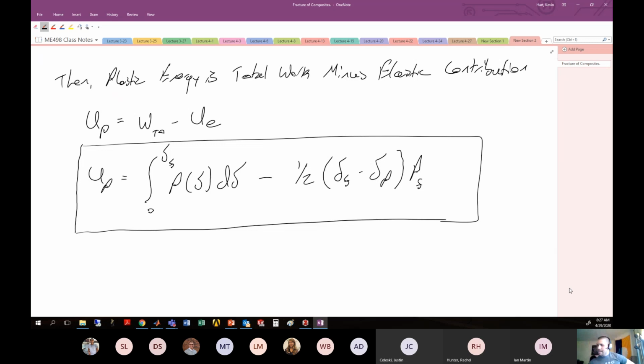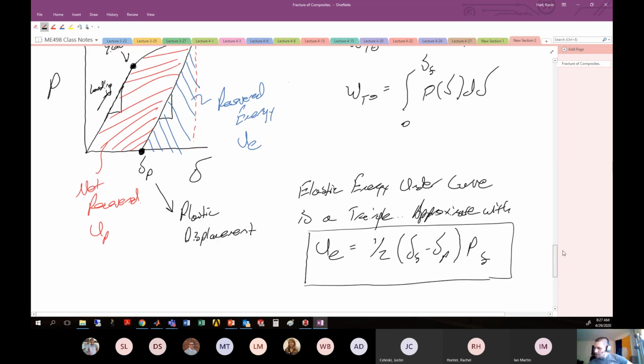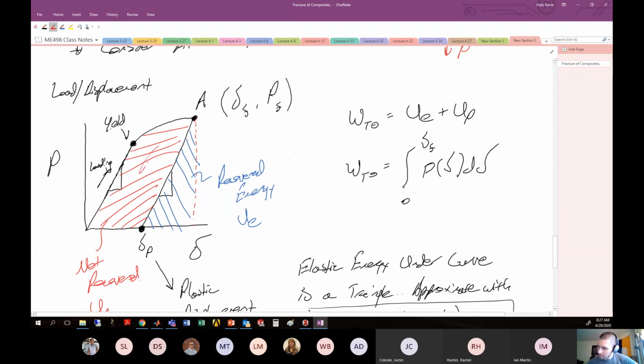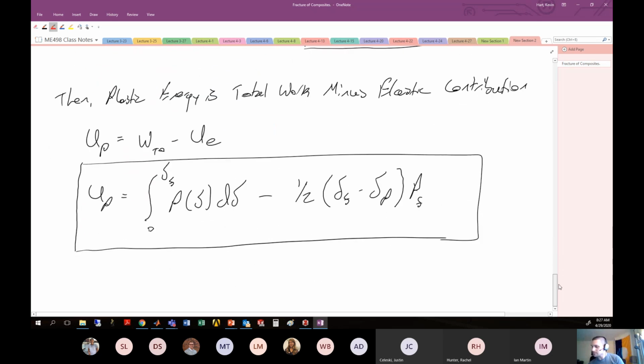So a reminder that here in red is your plastic energy. This is the unrecovered energy. Hopefully we're starting to understand a flavor of where the energy is going, and how we can use load displacement curves to calculate the energy associated with elasticity, with plasticity, and so forth. And that's generally for a metal.